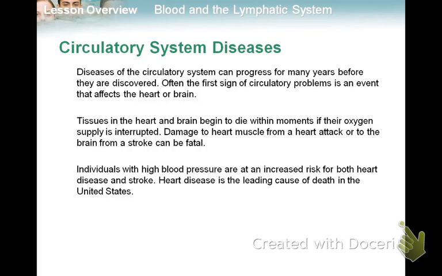Diseases of the circulatory system can be on the down low and not be discovered for a lot of years. Unfortunately, often the first sign is an event that affects the heart or the brain, which are pretty important organs in our body. Tissues in the heart and the brain begin to die within moments if they don't get oxygen. Damage to heart muscle from a heart attack or to the brain from a stroke can be fatal. People with high blood pressure are at increased risk for heart disease and stroke, and heart disease is the leading cause of death in the United States.